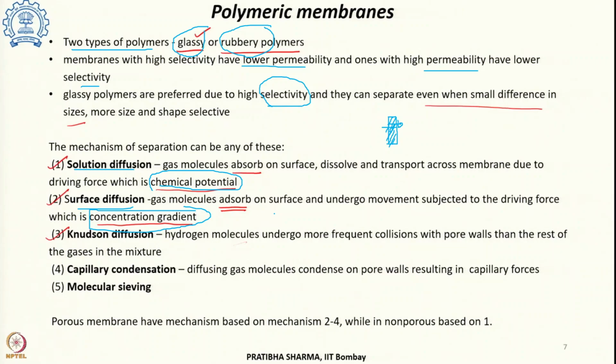A surface diffusion process is an adsorption process, whatever I discussed previously. Then Knudsen diffusion process, capillary condensation, and the other process, molecular sieving process. The first two processes are the important ones, and you should understand the solution diffusion process and surface diffusion process. I have already discussed the surface diffusion process in the previous slide, but solution diffusion process is a little bit difficult, a little complex thing.